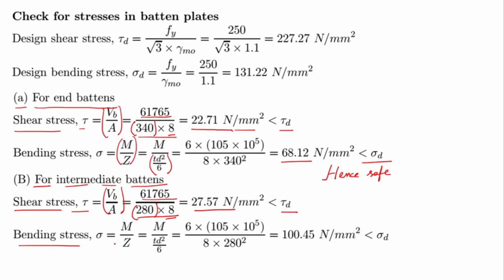Then bending stress sigma equal M by Z. M is the moment, T is the thickness, and D is the overall depth of the section. Here Z is the section modulus, and this is replaced by TD square by 6. If I put the values of M, T and Z, we shall get the bending stress, and it is less than design bending stress sigma d. Hence the intermediate batten is also safe against shear stress and bending stress.